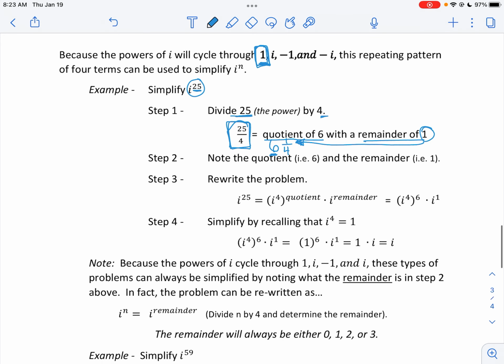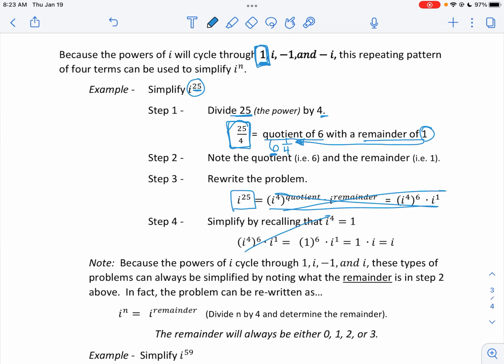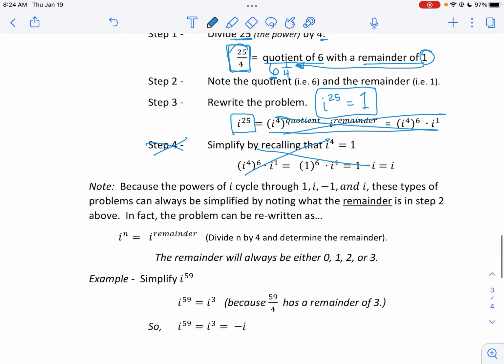So we're going to rewrite i to the 25th power, and then write, oh, we don't have to do all this. Skip it. We don't have to do all that. Just skip it down to i to the 25th power. Yeah, I don't agree with this. It's too much work. I want you to just write i to the 25th power equals 1, since it's equal to the first pattern. So I'm just going to put 1 and be done. Okay? Skip step 4. Forget that.